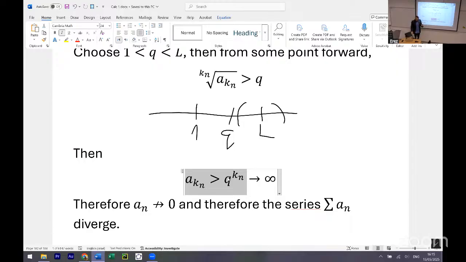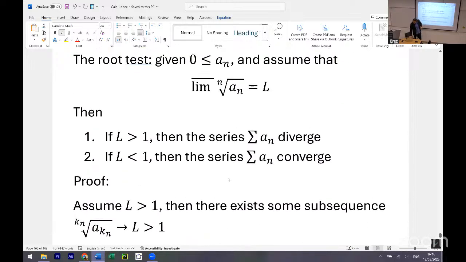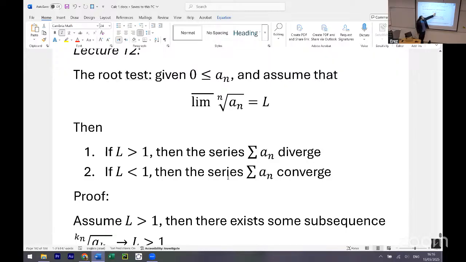And it makes sense. That's why you take the root, because the geometric sequence, the general element, is q to the n. So the root is q. If it's larger than 1, it's divergent. And if it's smaller than 1, then it converges. So one might say, and what happens if it's exactly 1?